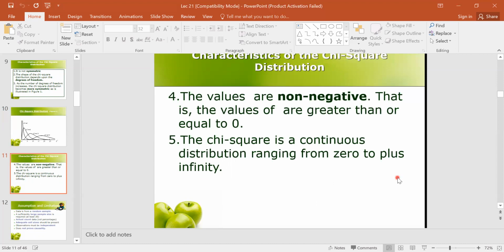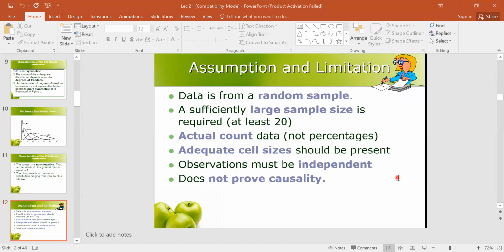Now let us see some assumptions and limitations of the chi-square distribution. As this data is from a random sample, we need a sufficiently large sample size here, at least 20 observations. We need actual count data, not percentages. So we need the actual counts instead of percentages, ratios, rates, and averages. Adequate cell size should be present, and observations must be independent and not have any causality effect.